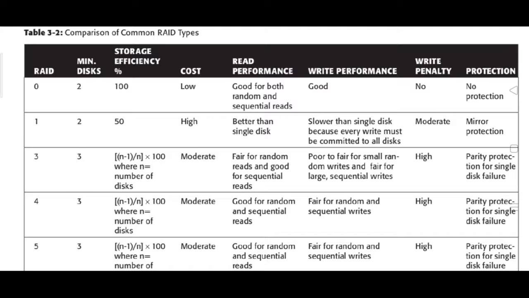So (n minus 1) divided by n. If there are n disks, then n minus 1 are used for data. If there are 3 disks, then 3 minus 1, so 2 disks are used for data out of 3. 2 out of 3 into 100 in terms of percentage, right? Or in general, (n minus 1) divided by n into 100, in terms of percentage, we can measure the efficiency. So 2 divided by 3 is 66.66%, right?